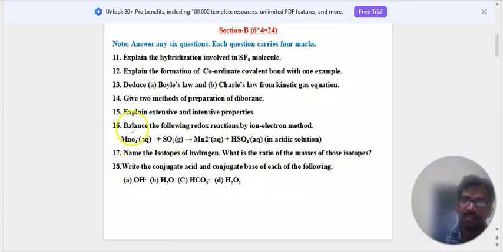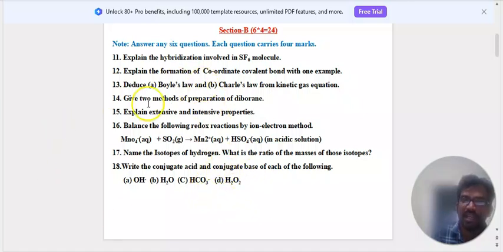And 16th one, balance the following redox reaction by ion electron method. Here the equation is given, manganese and sulfur, and you need to balance it in acidic condition. So 17th one is name the isotopes of hydrogen. What is the ratio of the mass of those isotopes? And 18th one, write the conjugate acid and conjugate base of each of the following: OH, H2O, HCO3, H2O2.